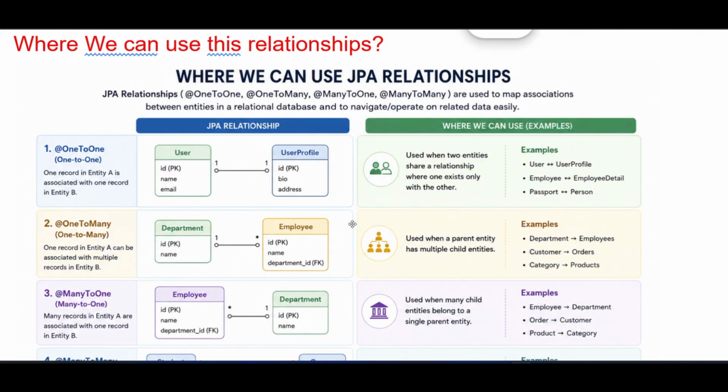Let's see the example of one to many. One record in entity A can be associated with multiple records in entity B. It is a primary key and a foreign key. It means one department has many employees. How can you define employees and department? With the help of the primary key ID. It is used when a parent entity has multiple child entities. Example: a department has many employees and a customer has many orders.